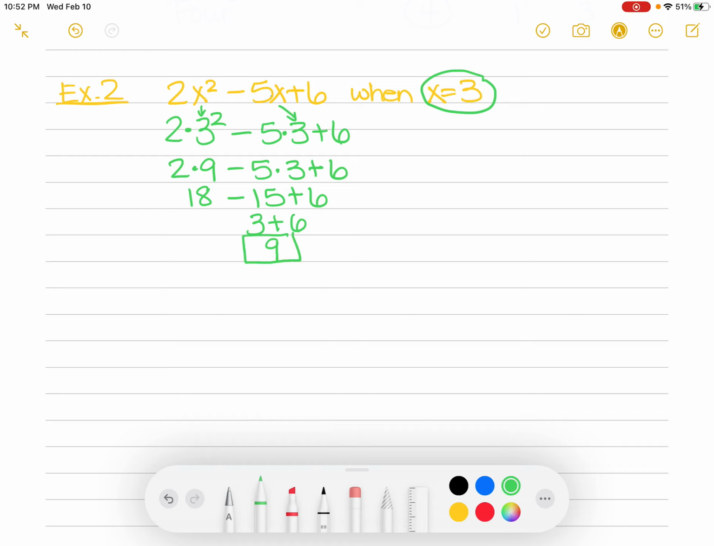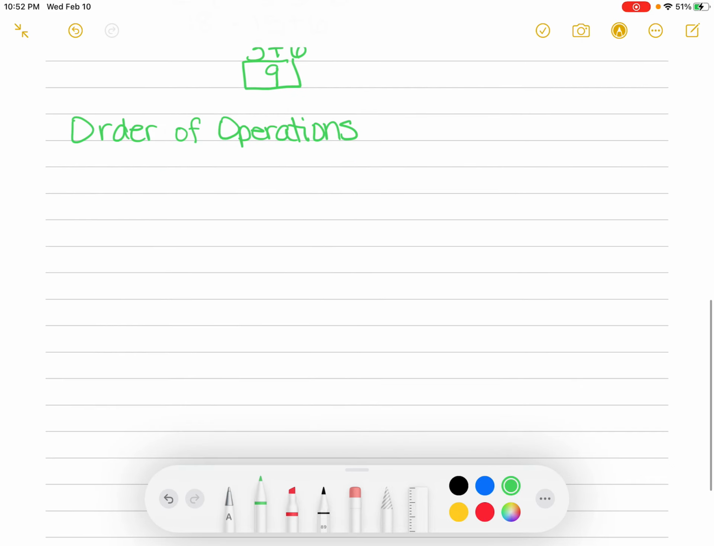Okay, so let's go over order of operations really quickly in case you forgot. Order of operations is PEMDAS, right? Okay, so P is my parentheses. You're always going to do your parentheses first. And I spelled that wrong.